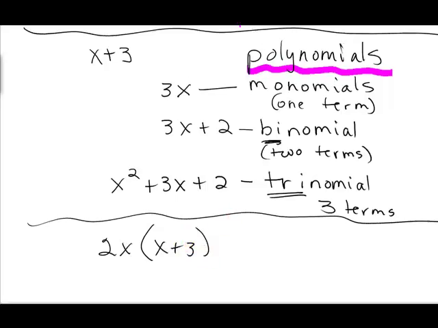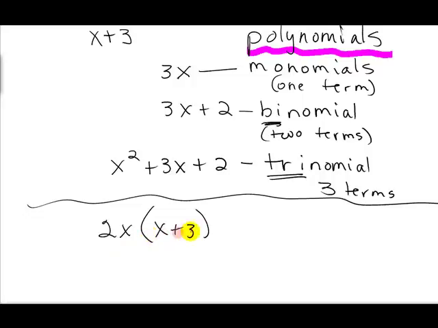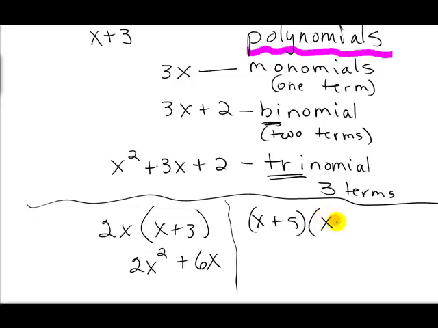When we multiply a monomial by a binomial, we're going to distribute. 2x times x gives us 2x squared, and 2x times 3 is 6x. So a monomial times a binomial, we still end up with a binomial. If we have a binomial times a binomial, we can end up with a trinomial, or we could end up with 4 terms, which would just be a polynomial.